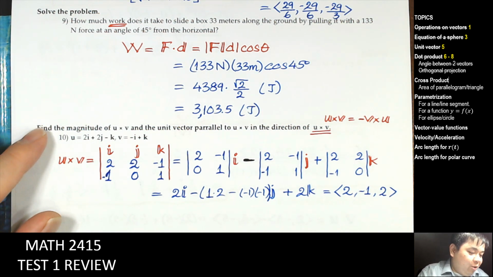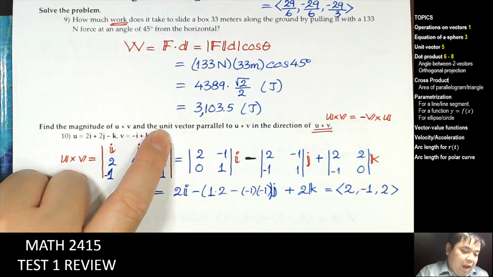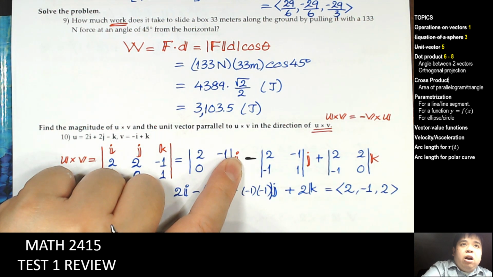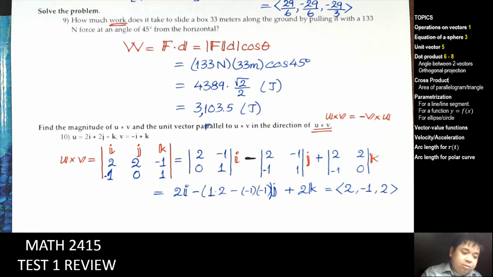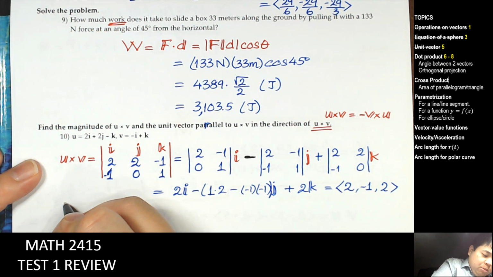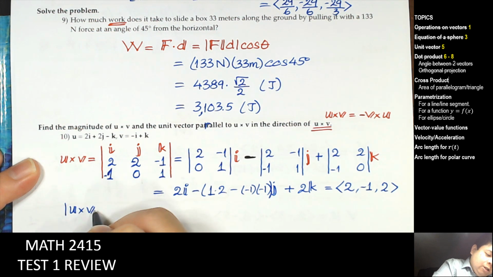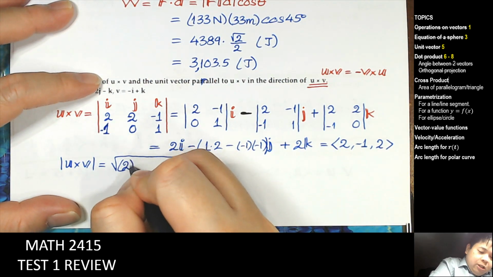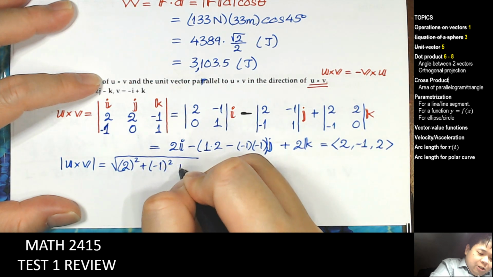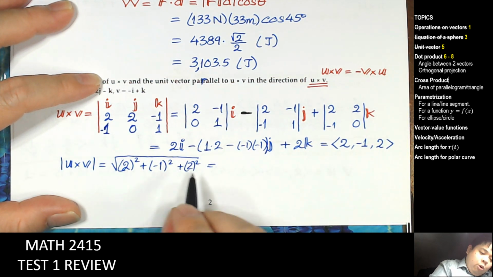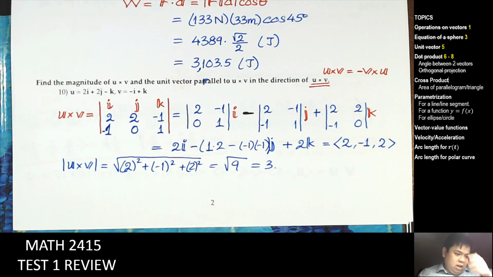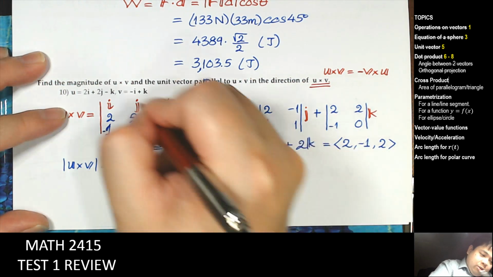Let's go back to the question. Find the magnitude of u cross v and the unit vector parallel to u and v. Next we find the magnitude of u cross v, which is the square root of the sum of the squares of the components. So 4, 4, and 1, that is the square root of 9, which is 3. So that is the magnitude.